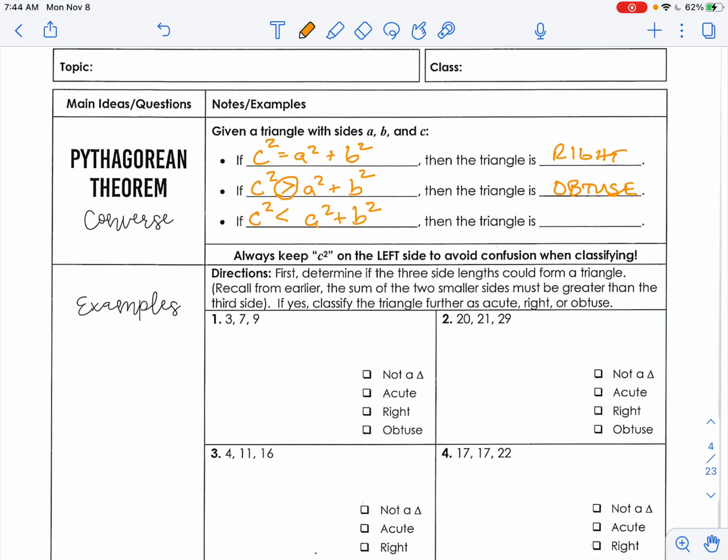The first thing we're going to do is check whether it is a triangle. And then if it is, we're going to use that to check and then identify it as a right, obtuse, or acute triangle. So for the first one here, let's look at number 1. Okay, first let's check. So how do you check? If you remember, you take the smallest sides, right? 3 plus 7 equals 10. That's greater than 9, so it is a triangle.